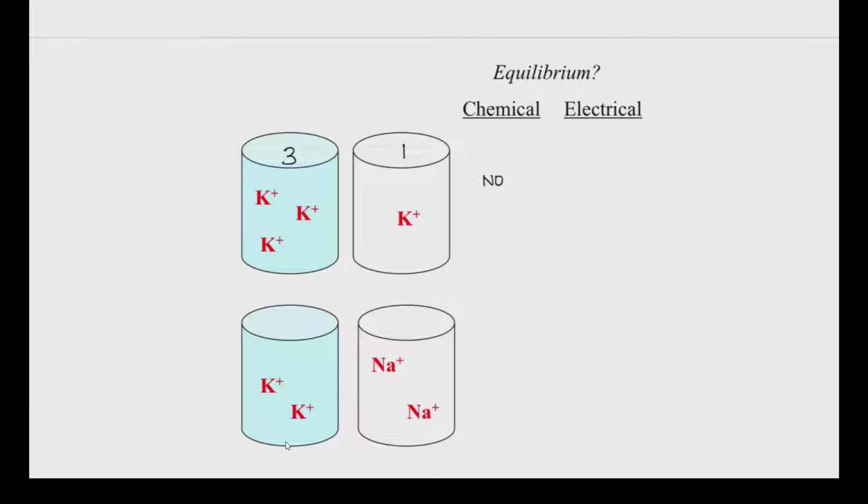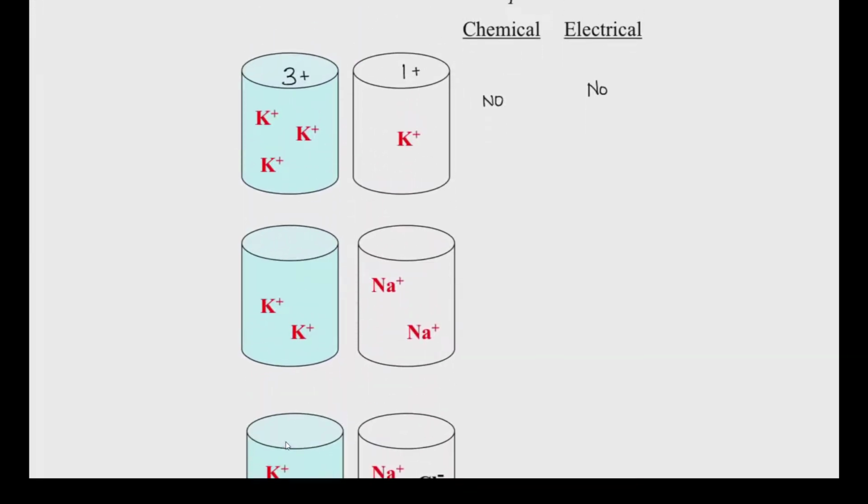What about electrical? Do they have the same net charges? Well, since each potassium carries a +1, my blue beaker has 3 positive charges, and my white beaker has 1 positive charge, so they are also not in electrical equilibrium. They would be in electrical disequilibrium.